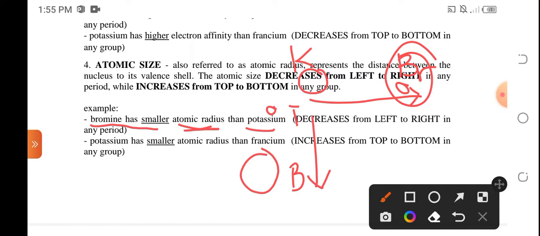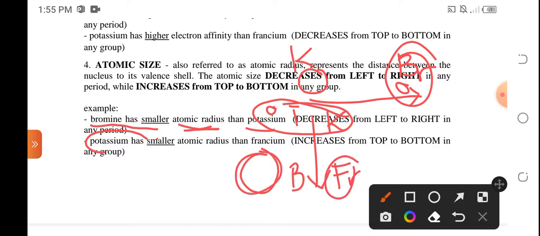Okay? Terms naman sa potassium and francium, okay? Si potassium daw ay mas maliit kasi nga nandun siya sa top part at si francium ay nasa baba. Ang ating trend ay increases. Okay? So parang kabaliktaran lang ng trend nung first three properties, ionization potential, electron affinity, and electronegativity. Kabaliktaran nila naman ng trend si atomic size.